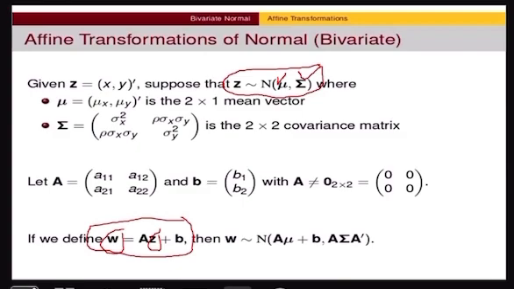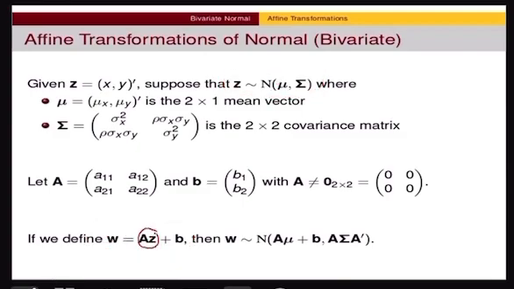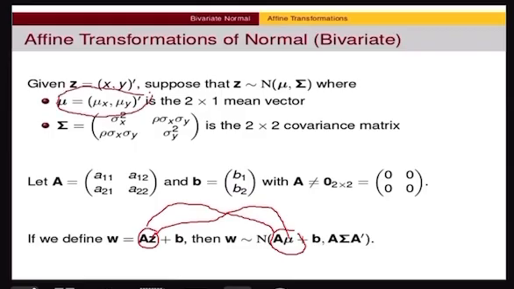Now, please pay attention. The mean of AZ is going to be A mu, because A is a constant. The mu here represents the mean of Z. Does that make sense? But what is the mean of Z? The mean of Z, don't forget, is this guy: mu S, mu Y.